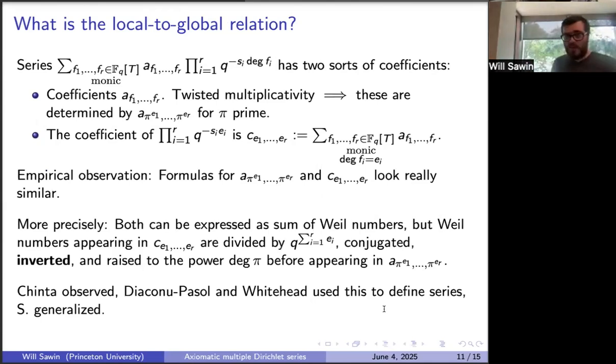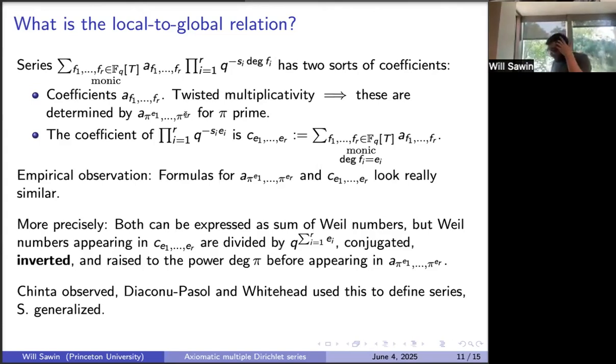So let me say something about what this local to global relation is. One way to think about where this relation is coming from is that for these series over FQT, there are really two different things that you could refer to by the coefficients of the series. The most obvious thing I could mean by coefficients is just these functions a, f1 through fr, which are the coefficients. And because of its twisted multiplicative relation, to determine a of f1 through fr, I only need to know the coefficients at prime powers, when the tuple f1 through fr are all powers of the same prime.